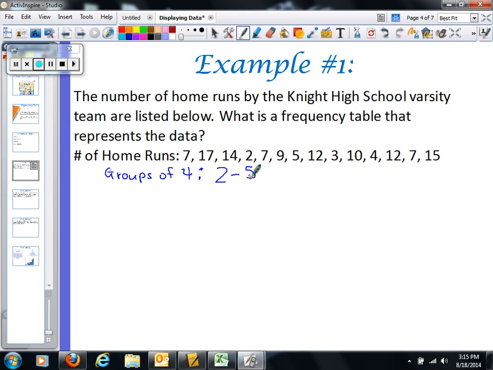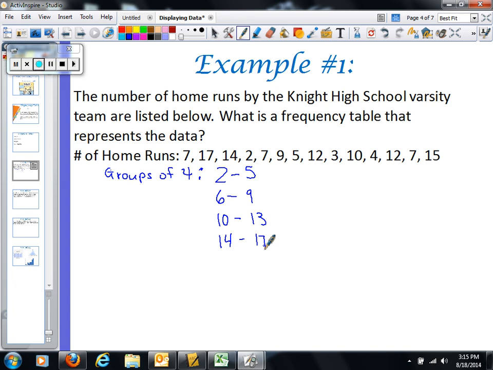Well, if I have 5 here, I can't have 5 home runs again, so then this one would be 6 through 9. Sorry, misspoke myself there. 6 through 9. And then I would have 10 through 13. And then I would have 14 through 17. So this would give me 4 even groups. Each one has 4 numbers within that group.